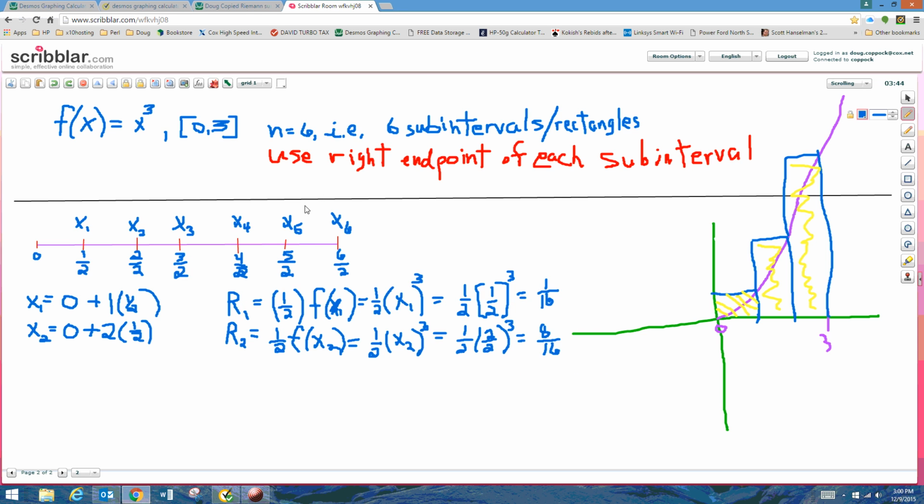Okay, welcome calculus students. The purpose of this video is to demonstrate the use of a Riemann sum against a specific function, f of x equals x cubed. On the interval from 0 to 3, we're going to divide that interval into 6 equal subintervals, which means we're going to have essentially 6 rectangles, and we're going to use the right endpoint of each subinterval.